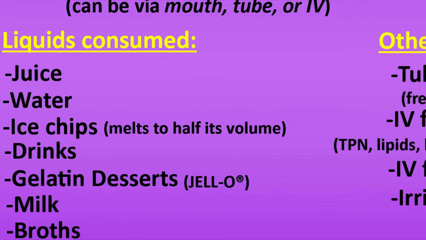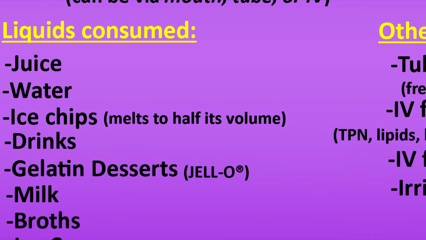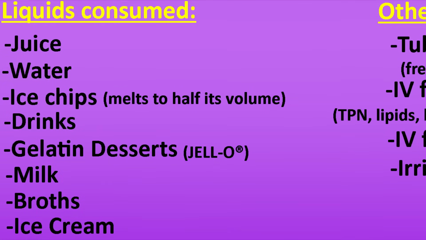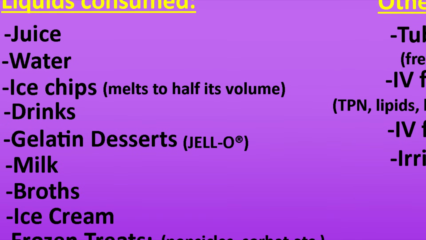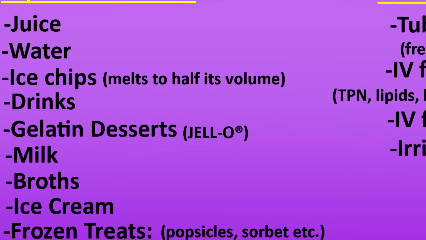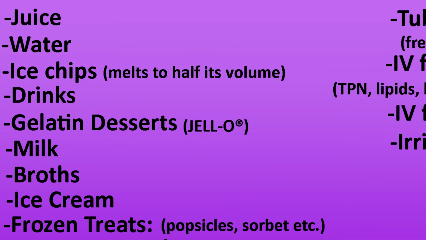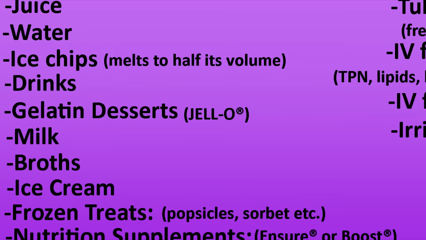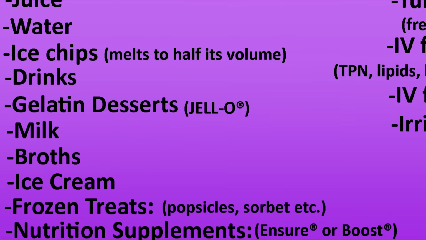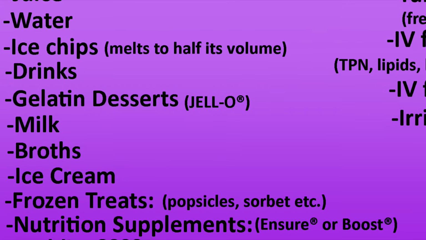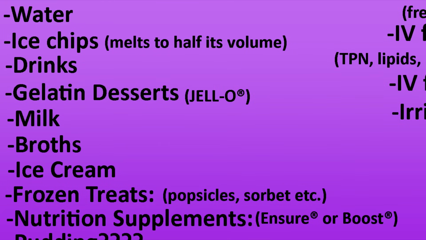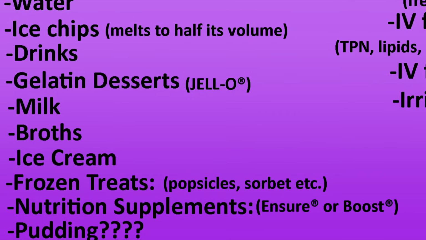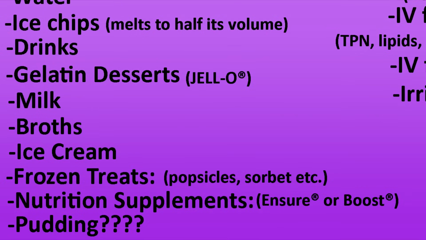So this will include things like juice, water, ice chips, and something you want to remember about ice chips is that they melt to half their volume. So if you give them 8 ounces of ice chips, you're going to really record it as 4 ounces because it's going to melt down to 4 ounces. Any drinks like tea, coffee, soda you will include, gelatin desserts like Jell-O, milk, broths, ice cream, frozen treats like popsicles, sorbet, and nutrition supplements like Ensure or Boost.